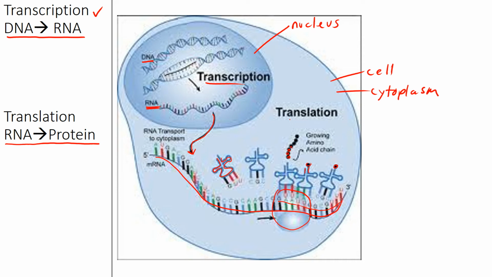So essentially, DNA becomes RNA in transcription, and then RNA we use to make a protein in translation. So I do have an analogy for this that I want to talk about, okay?